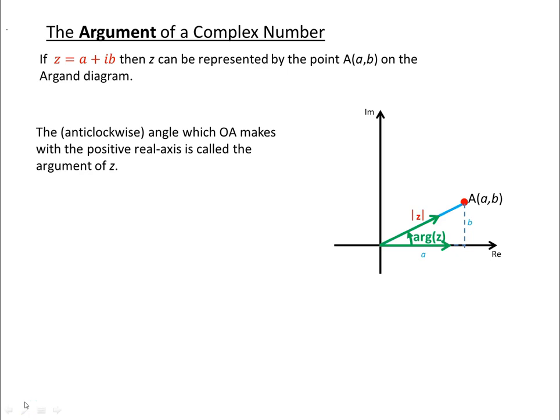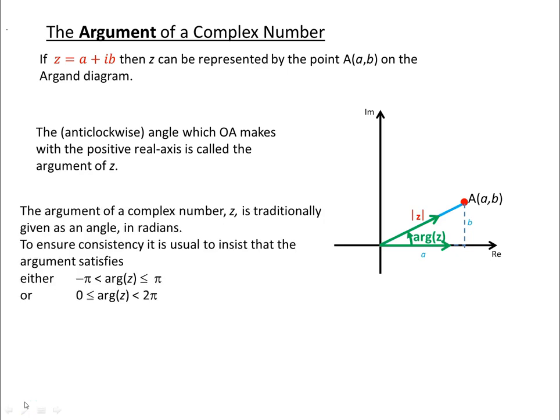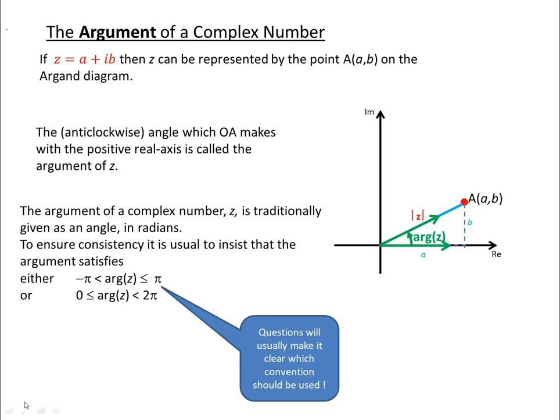The argument of an angle is usually given in radians, not in degrees. And there are two conventions that are used. Either the argument is given as an angle between minus pi and pi, or alternatively the argument is given as an angle between 0 and 2 pi. If it matters which of these two conventions you're going to use in a question, it will be clear from the question which convention is required.